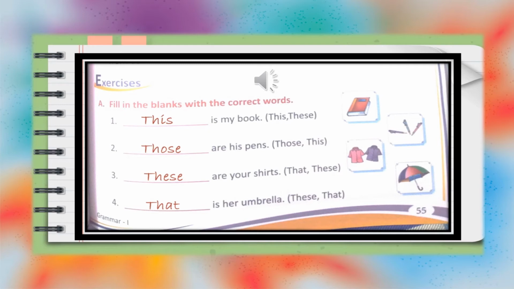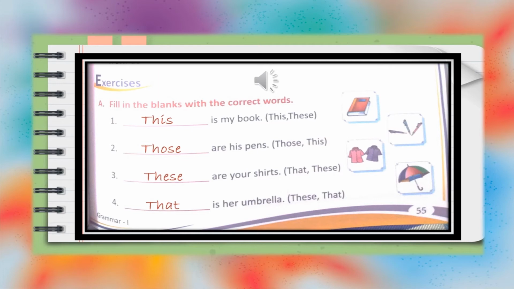Sentence number 2. Dash are his pens. And the options are those and this. Here, if you see carefully, the pens are at a distance from us. And these are pens, not pen. So the object is plural also in number. So for things which are far away from us and plural in number, we use those. So here we will say those are his pens.